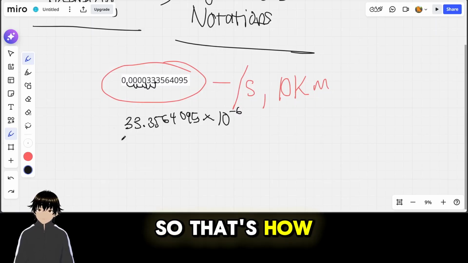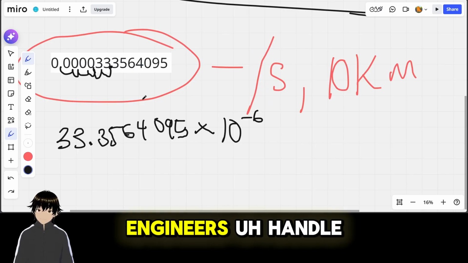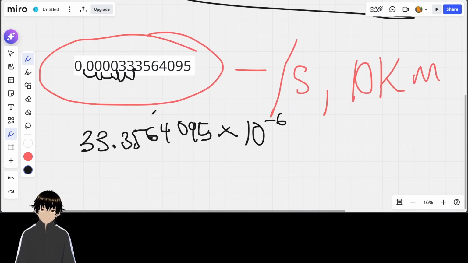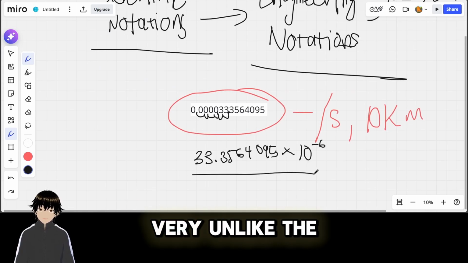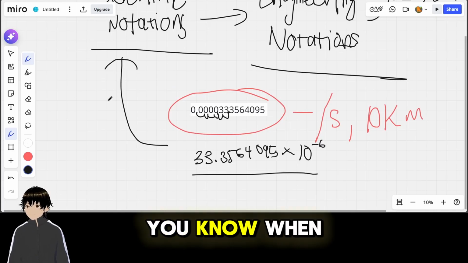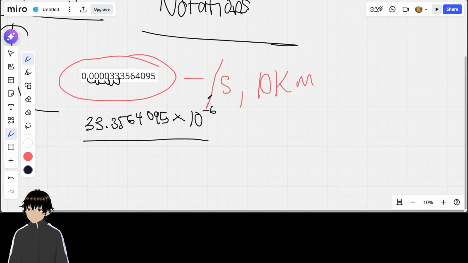So that's how engineers handle notations. Very unlike the scientific notations, which are a little bit more flexible when it comes to numbers.